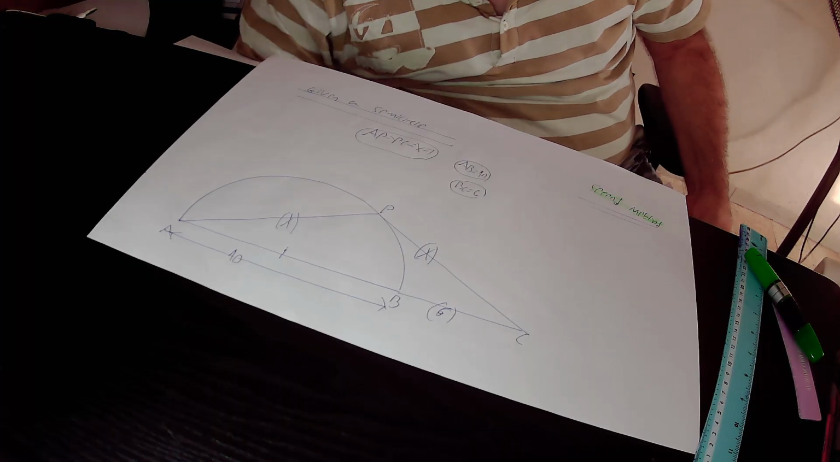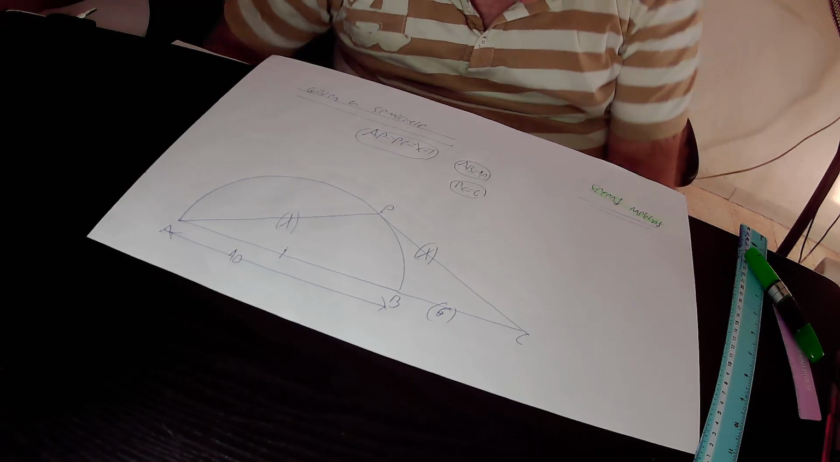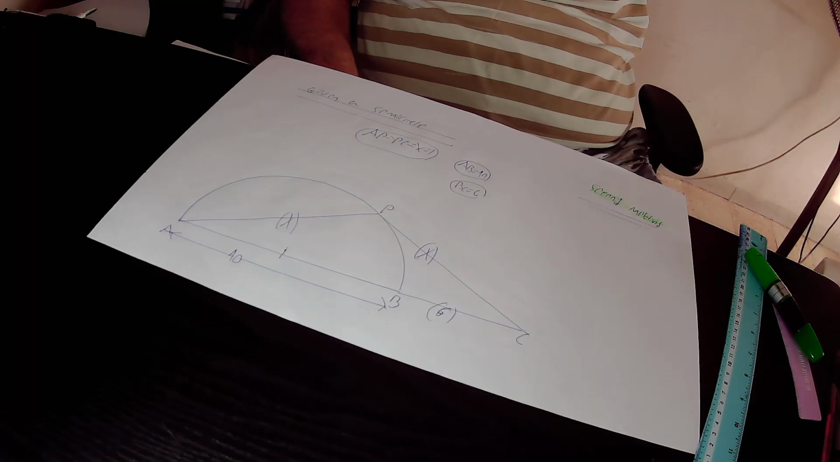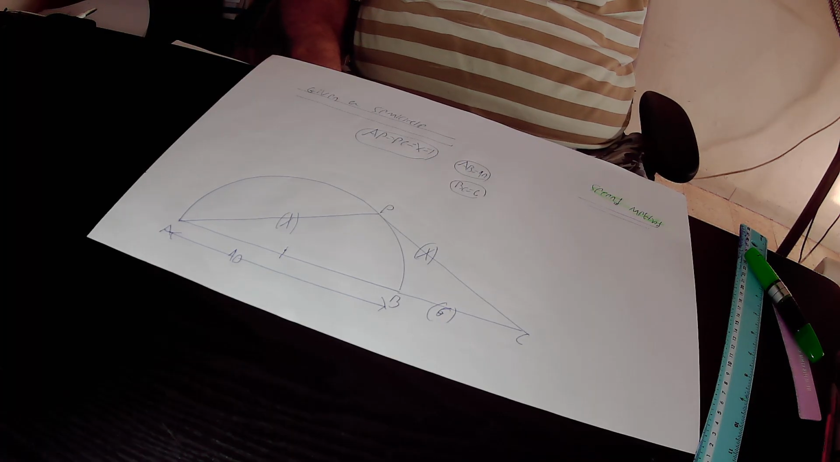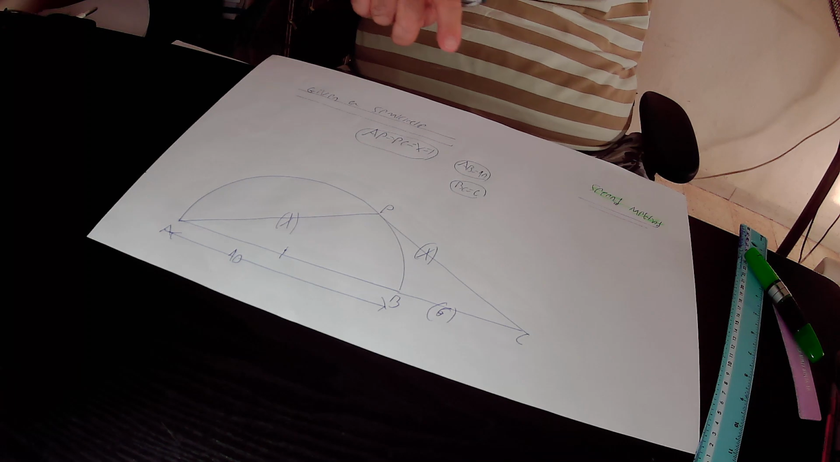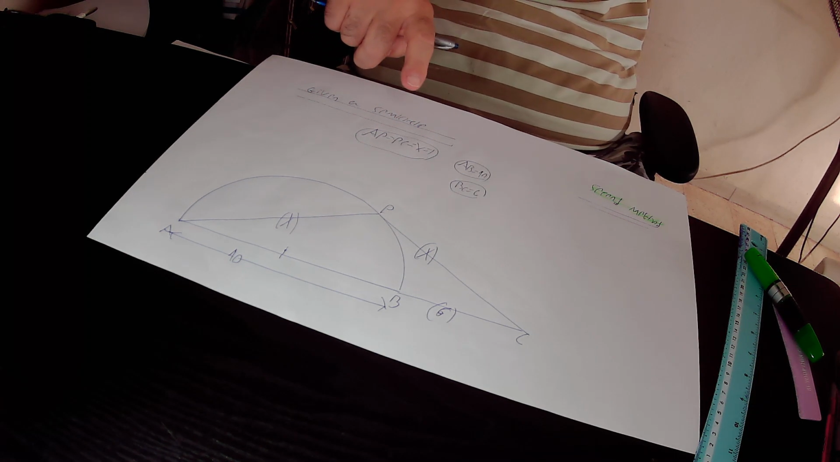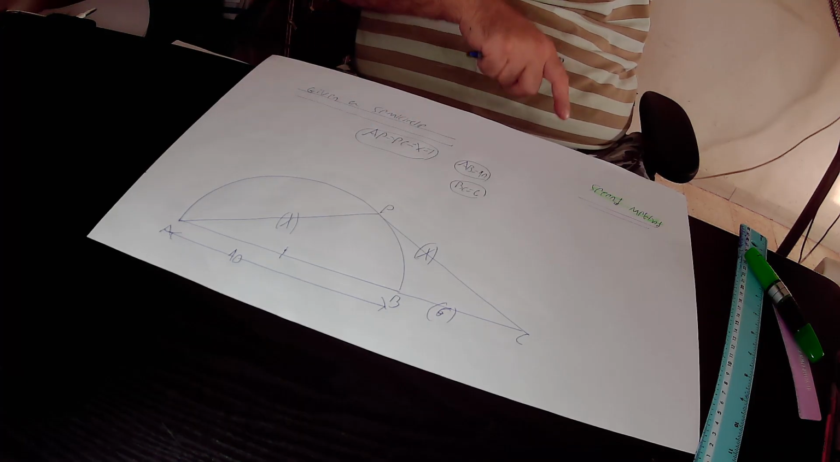In the second method, we use the rule that we already used in the first question. The rule says that the perpendicular to the base of an associated triangle bisects the base.